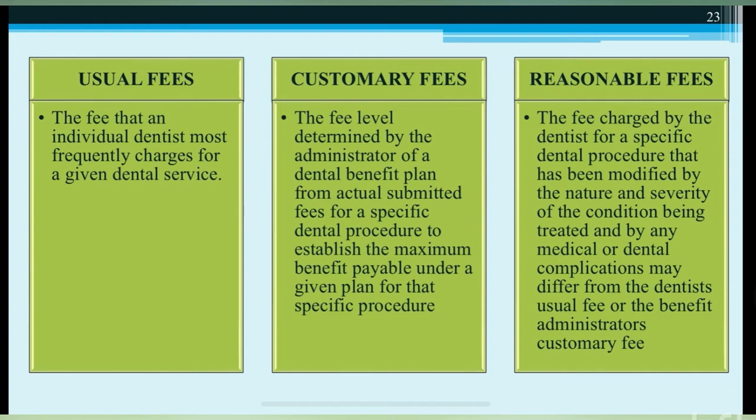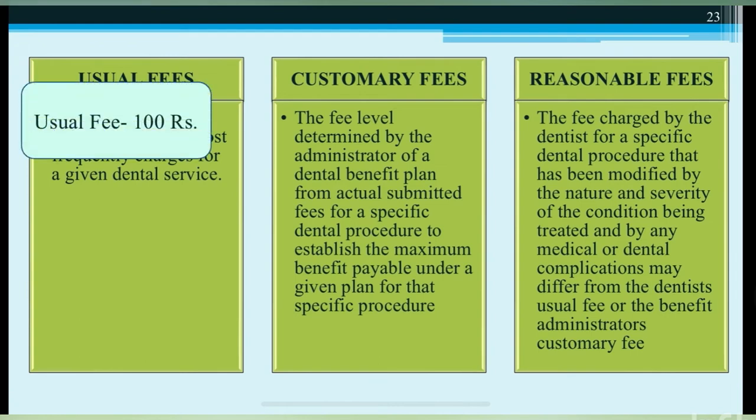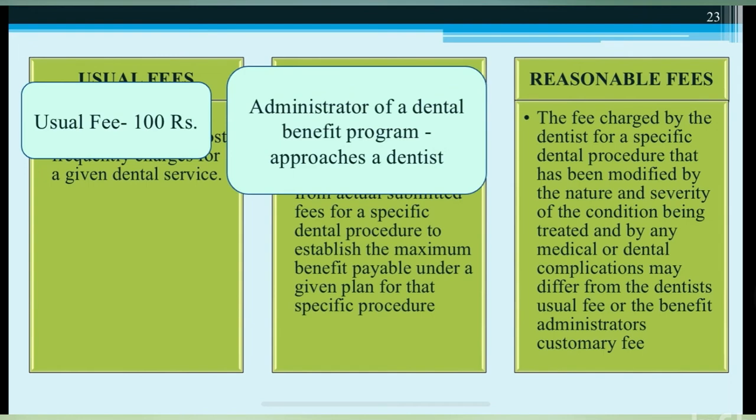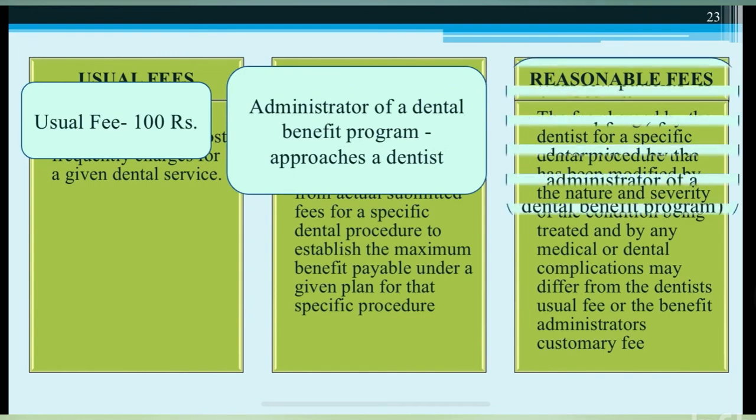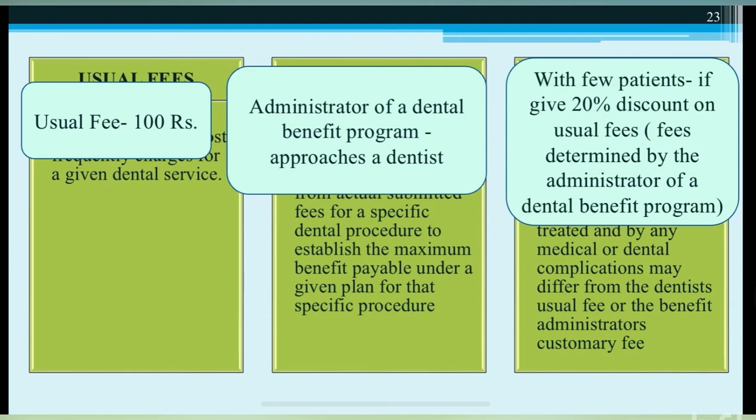Okay, the next is the customary fees. We'll understand this with the help of an example. The usual fee is 100 rupees. The administrator of a dental benefit program approaches a dentist with a few patients, and the dentist gives a 20% discount on the usual fees, that is, the fees determined by the administrator of a dental benefit program.